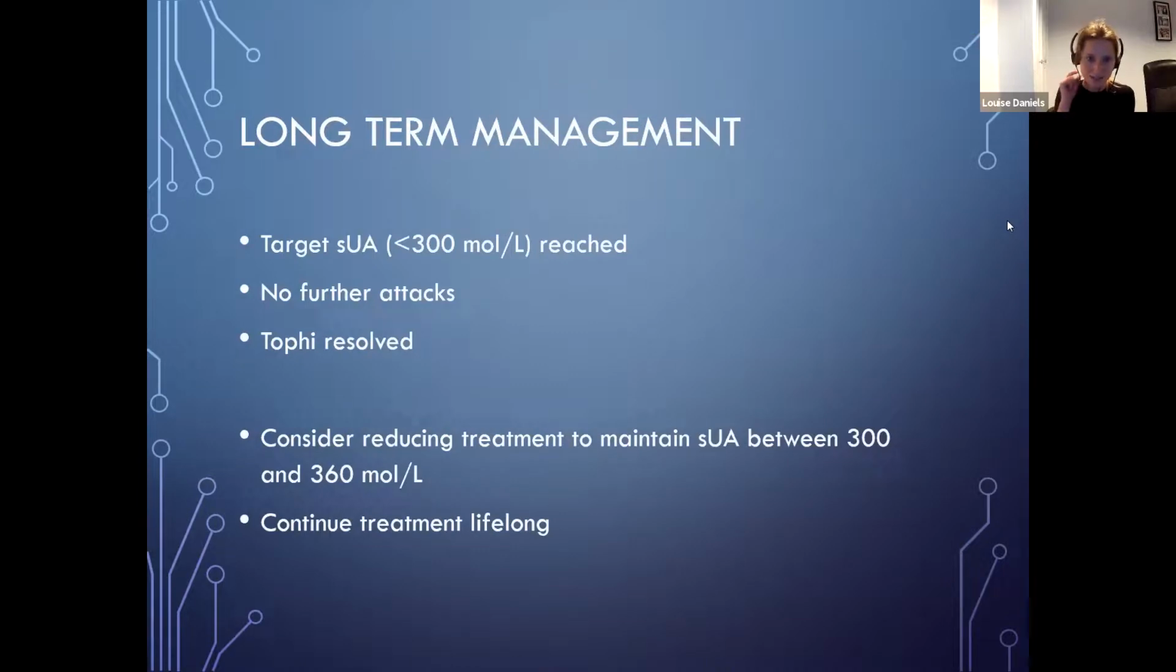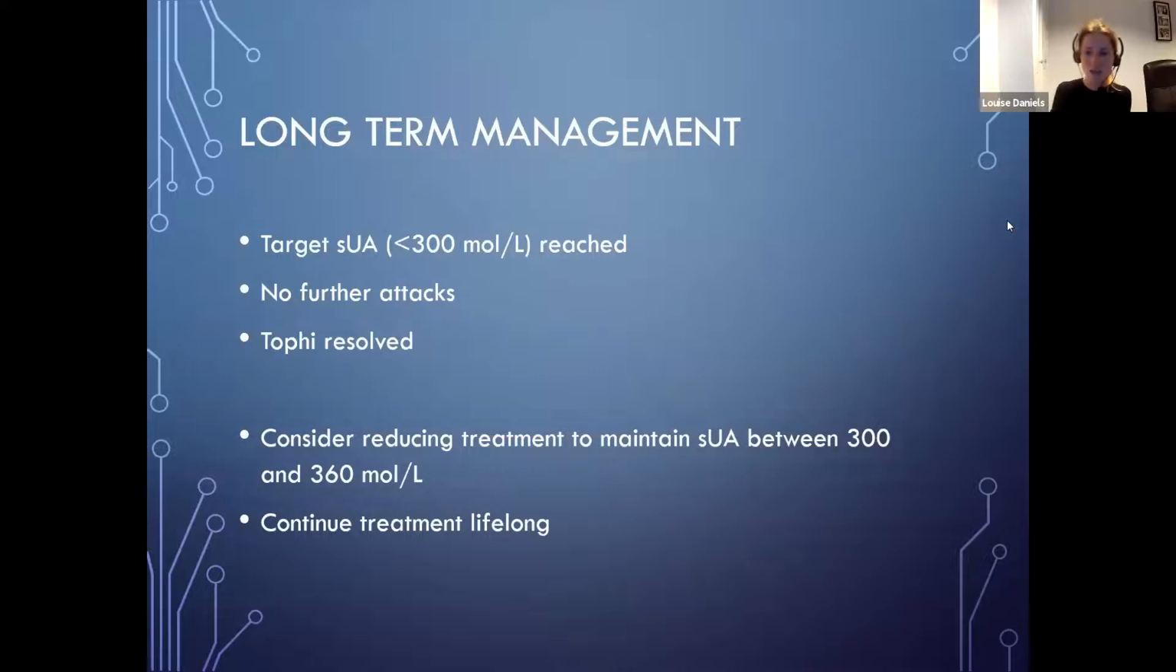So I've mentioned this number a few times, but I'll just mention it again to make sure it's really firmly lodged in everyone's minds. We're aiming for a serum uric acid level of less than 300. And once that level has been reached and the patient has no further attacks and their tophi have all resolved, which can take many, many years, you can then consider being a little bit less strict with the uric acid level and looking for one between 300 and 360 micromoles per litre. So you can slightly ease back on their treatment with that new target in place.